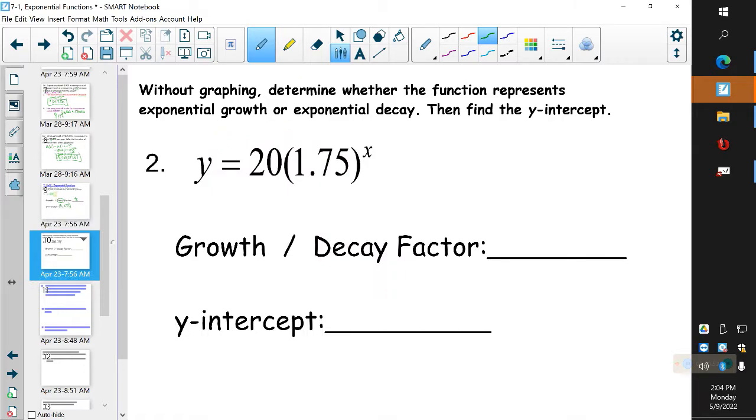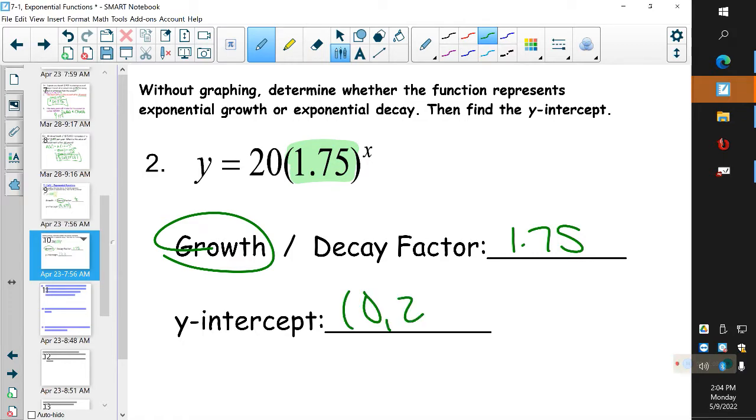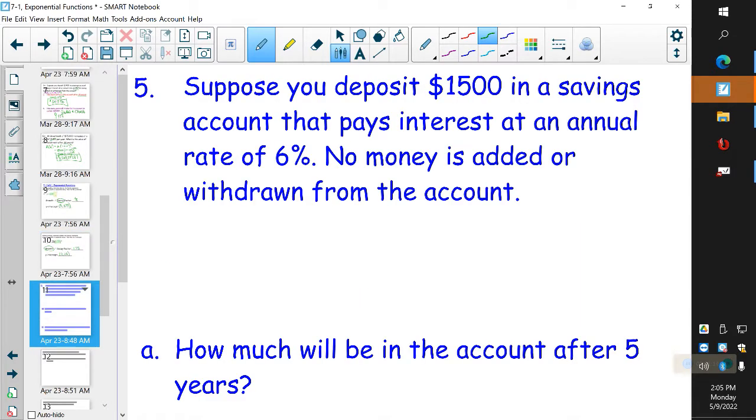One more time, let's do number 2. Is this growth or is this decay? It's growth because this is greater than 1, and 1.75 is my growth factor. What is my y-intercept? 0, 20. Any questions over the first 4? Moving right along, number 5.